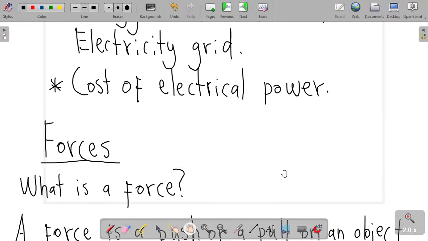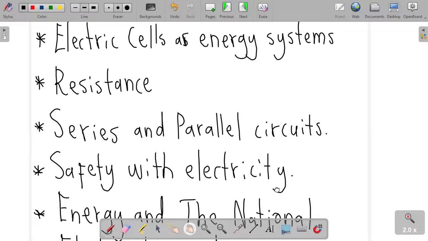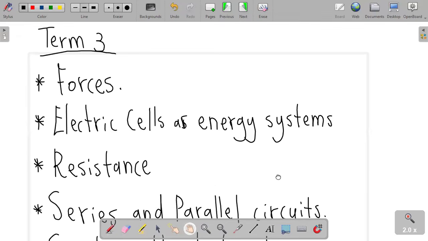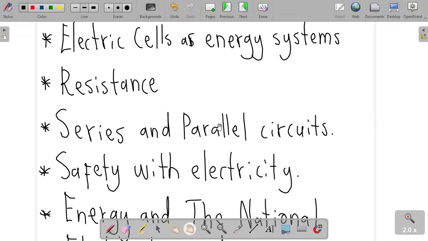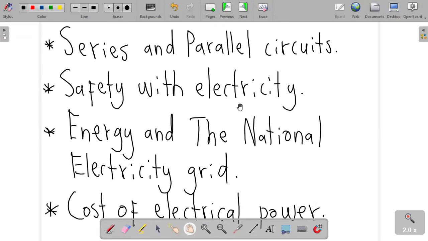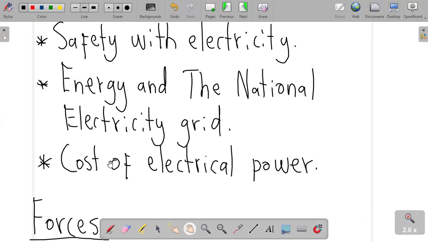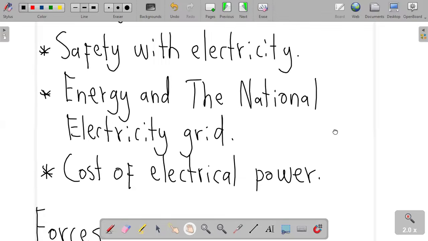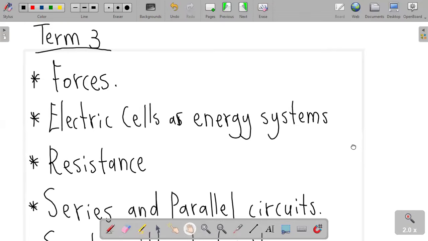So I gave you an overview here of the topics that we're going to do for this term. There are seven: forces, electrical cells as energy systems, resistance, series and parallel circuits, safety with electricity, energy and the national electricity grid, and then the last one is cost of electrical power. Seven topics that we're going to do for this term, okay?